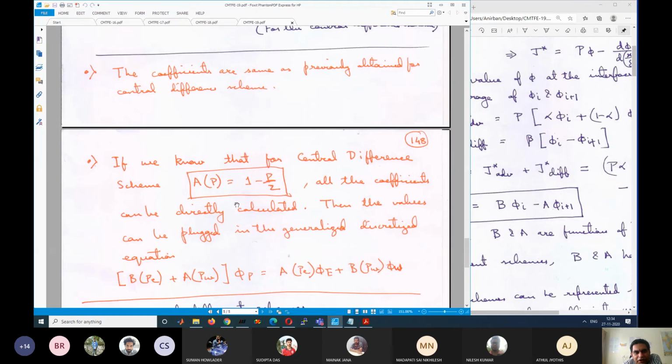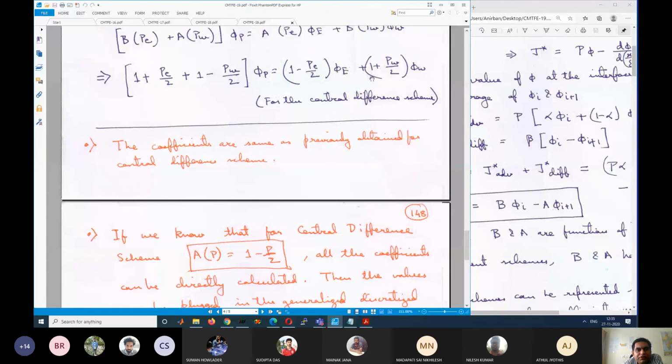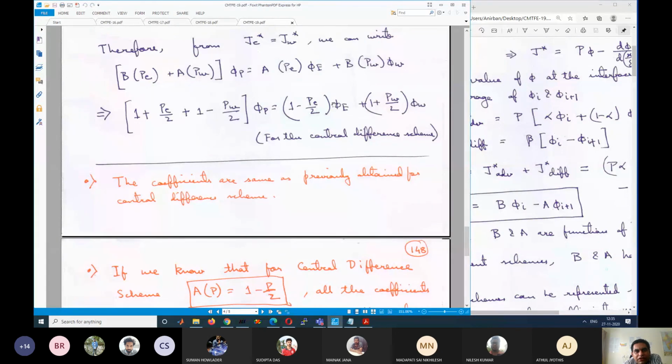So if we know what A is, we can find out the entire discretized equation. You don't have to discretize and find it. If somebody says that A of P is 1 minus P by 2, you can find what the coefficient of phi E should be, because we know that it should be A of PE. So it will be 1 minus P by 2.